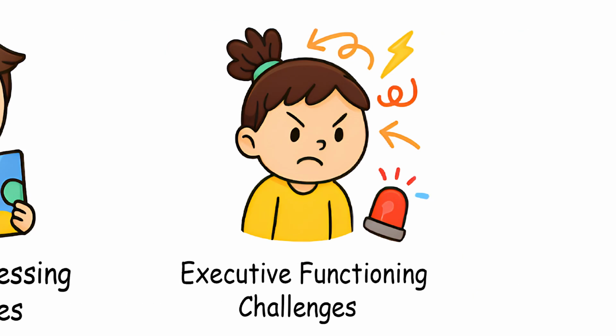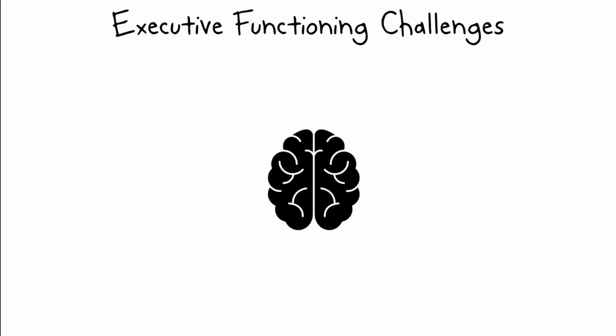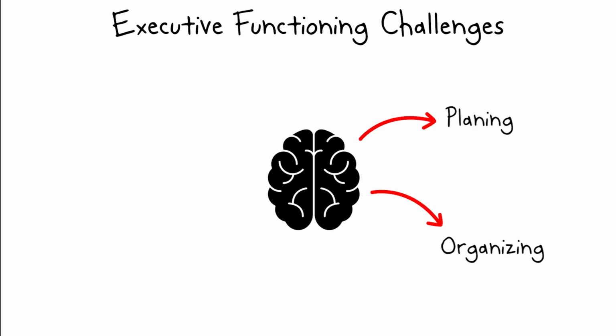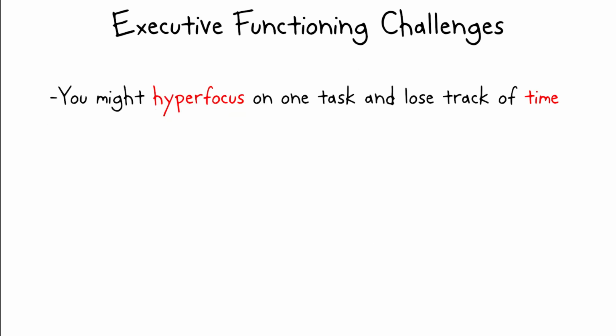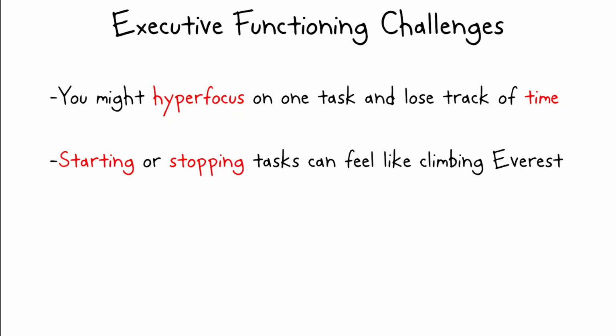Executive functioning challenges. Executive functioning is the brain's management system. Planning, organizing, switching gears, remembering deadlines. In autism, this system sometimes struggles. You might hyper-focus on one task and lose track of time. Starting or stopping tasks can feel like climbing Everest.